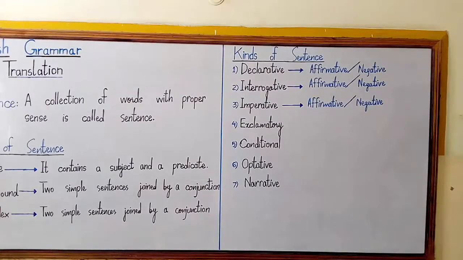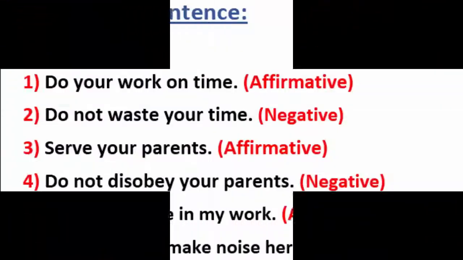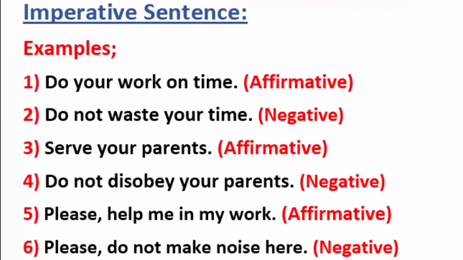Same as that, imperative sentence can also be affirmative or negative. For example, example number 1, do your work on time. This is an example of affirmative imperative sentence. Example number 2, do not waste your time. This is negative imperative sentence.